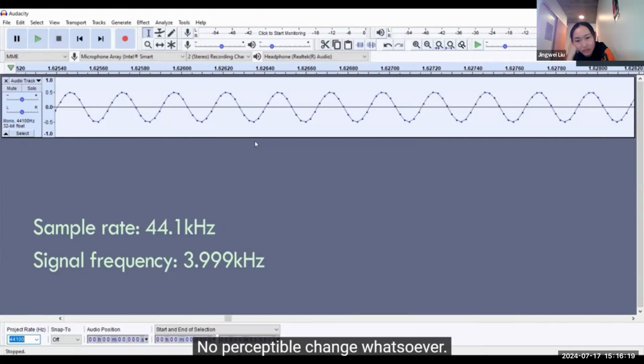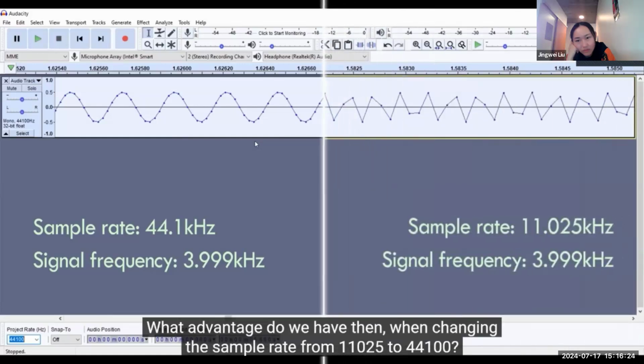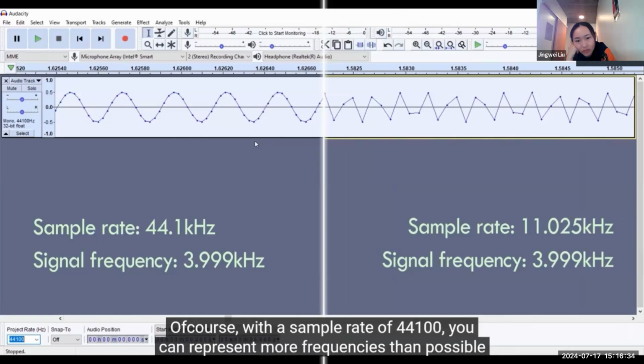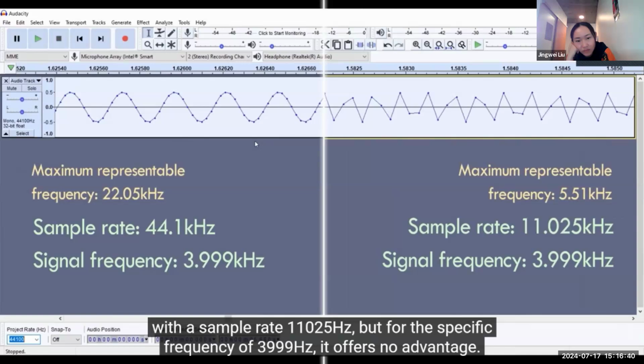No perceptible change whatsoever. What advantage do we have then when changing the sample rate from 11,025 to 44,100 Hz? We got more data points, but no general increase in quality. Of course, with a sample rate of 44,100 Hz, you can represent more frequencies than is possible with a sample rate of 11,025 Hz. But for the specific frequency of 3,999 Hz, it offers no advantage.